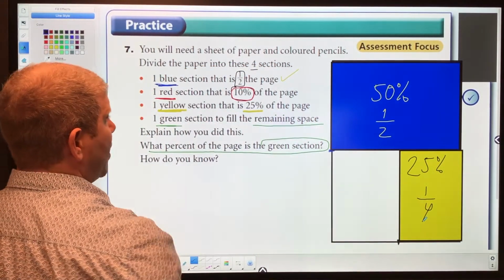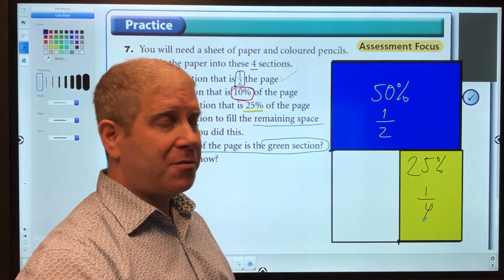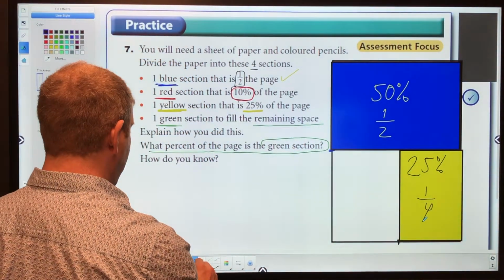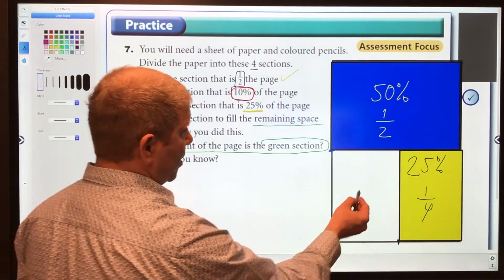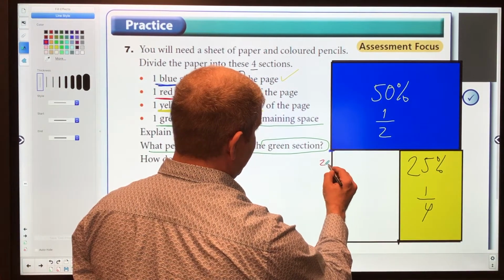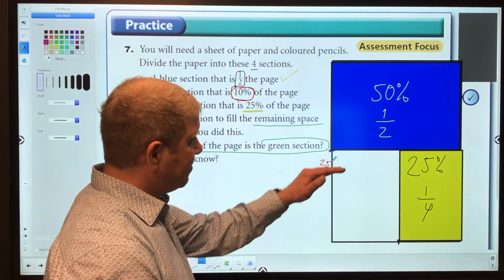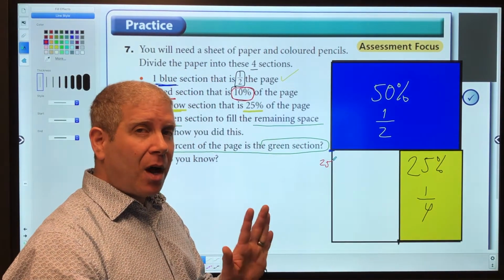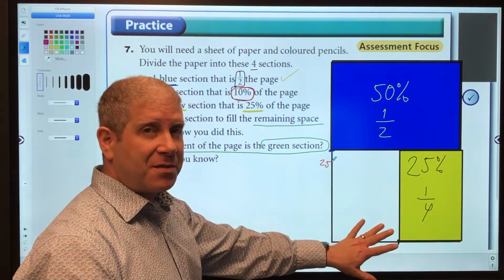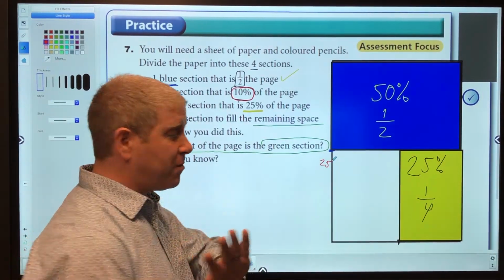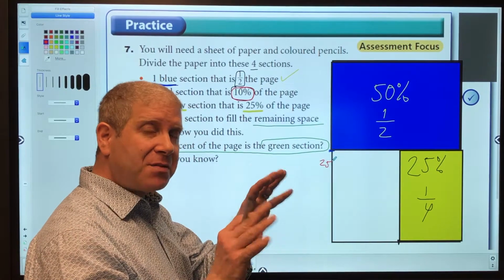Okay, red is going to be 10% of the whole page. This is kind of the tricky one here. I know this section here is 25%. I can't just eyeball 10, but I could eyeball 5. I could divide this into 5 sections, 5, 10, 15, 20, 25. And then when I add two 5s, I'm going to get 10.